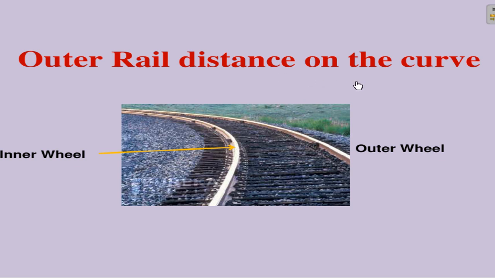Now the outer rail distance on the curve. Just imagine that this is the portion where I am starting, and a train has to reach up to this portion. This is the inner wheel, this will be the inner curve, this will be the inner rail. This will be the outer wheel, and here it will have the outer rail. If the train has to cover a distance from here to here, the inner distance will be less compared to the outer distance. That means the outer wheel has to cover a larger distance compared to the inner wheel.